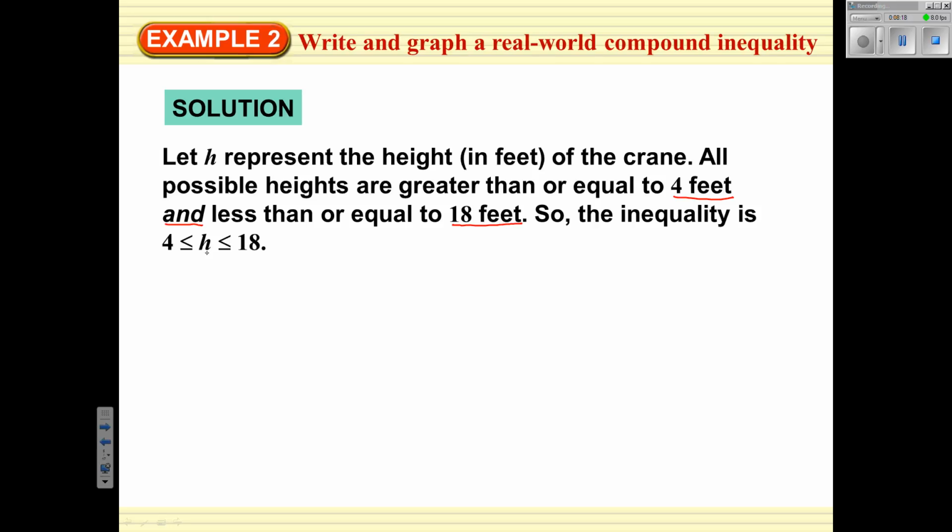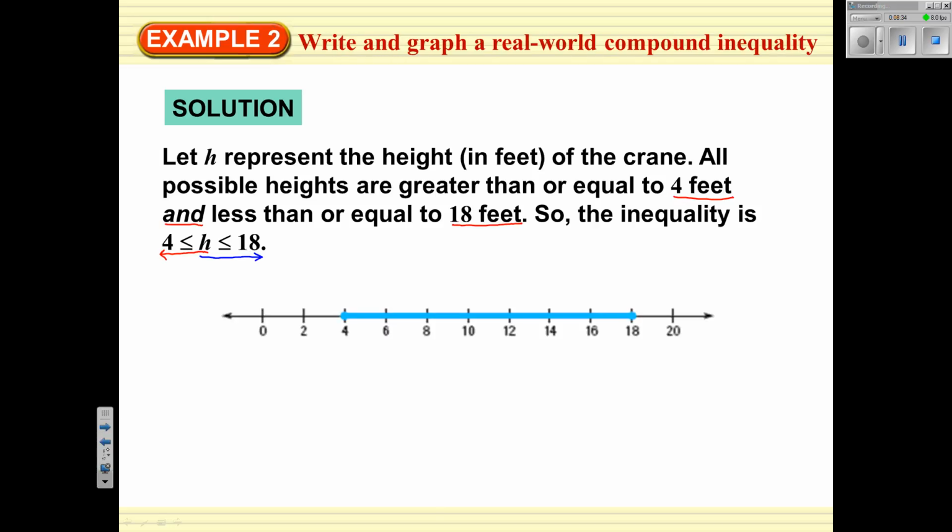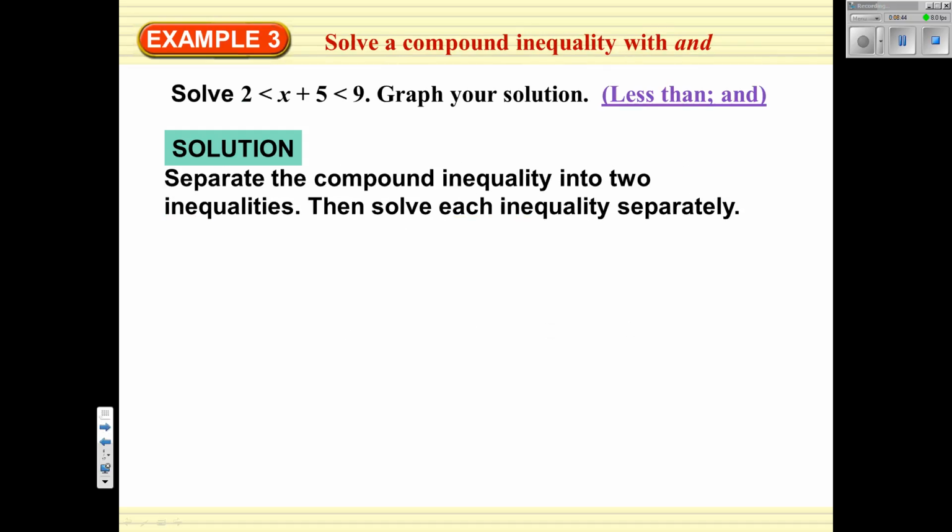So again, we can read it like this. Our height is greater than or equal to 4, so we can read it this direction. And then we can read it this direction. Our height also has to be less than or equal to 18 feet. So we can read it both ways. And here's how we would graph our solution set. And that makes sense because that crane can move back and forth between these two heights. It can't go higher than this, and it can't go lower than that. Okay? All right, number 3.